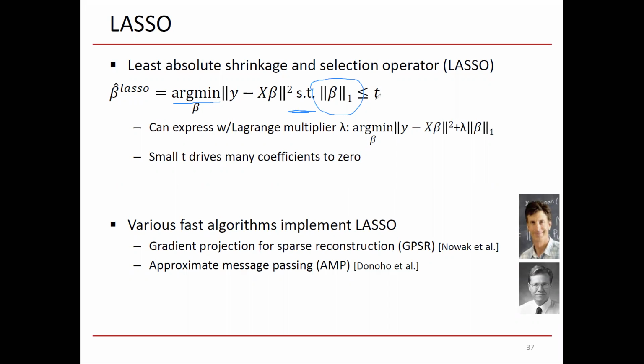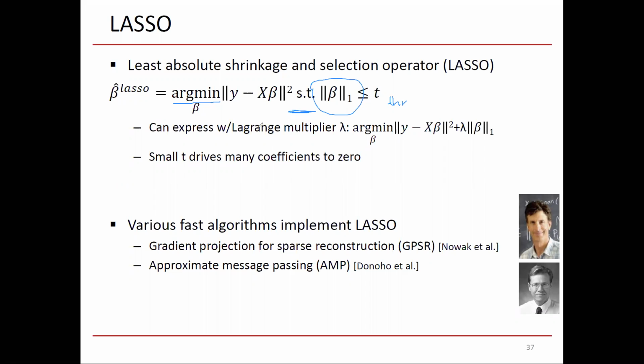Now, what would small enough mean? If t is large, t is a threshold, THR for threshold, if t is large, this constraint is meaningless. It doesn't really constrain us. If t is small, on the other hand, it means that beta has basically smaller values. And that would mean that many of the coefficients are driven to zero.